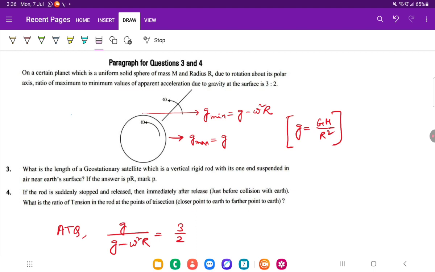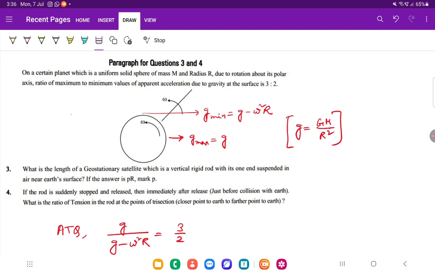Today we will discuss a problem from the gravitation chapter, and I have picked up this problem from one of Allen's test papers. It's quite an interesting problem. We will see that in the solution. So let's get started. It's a paragraph type question. Obviously you can see there is a paragraph and two questions are based on this same paragraph.